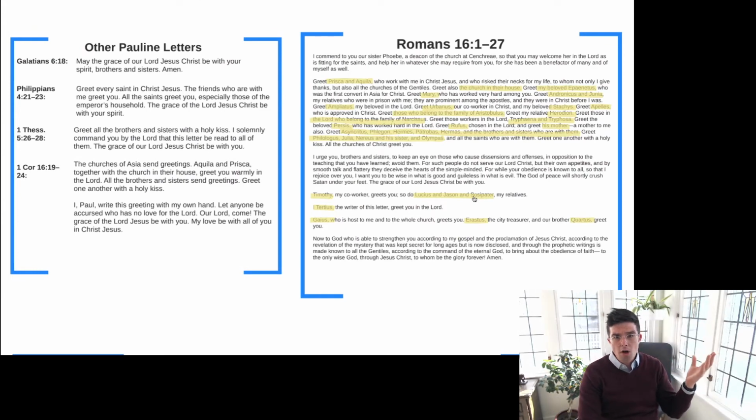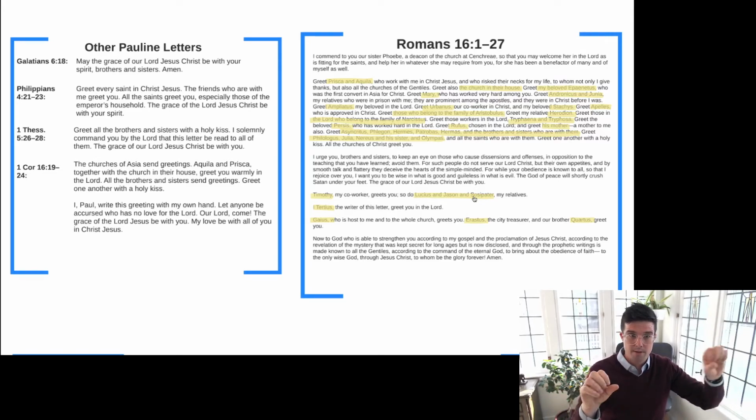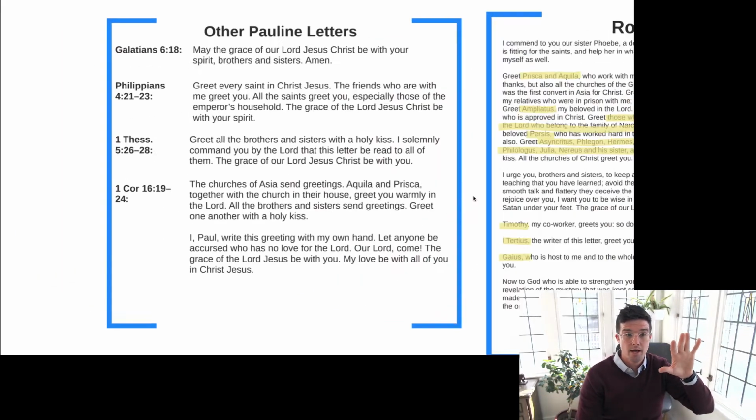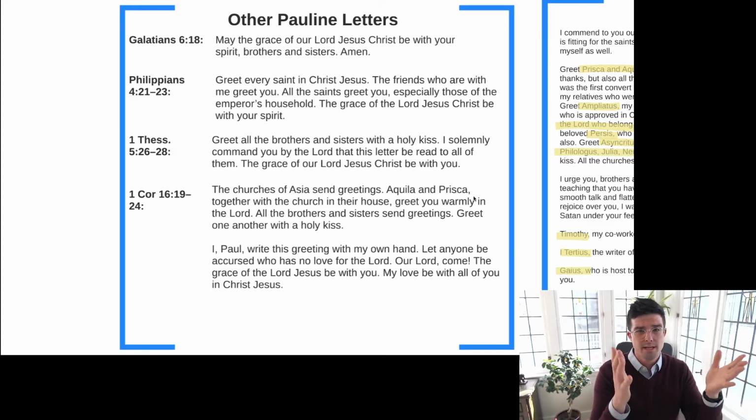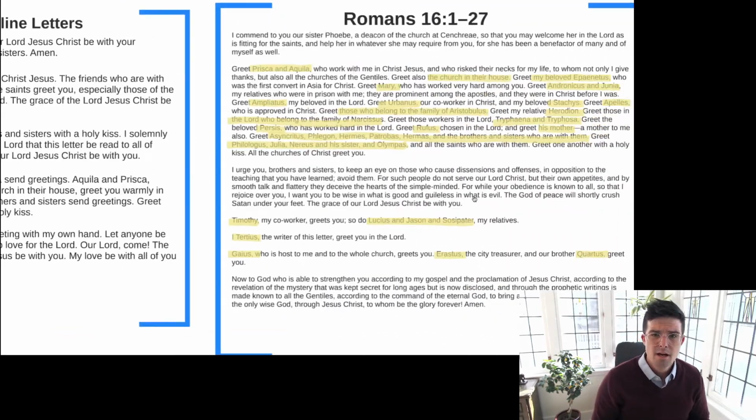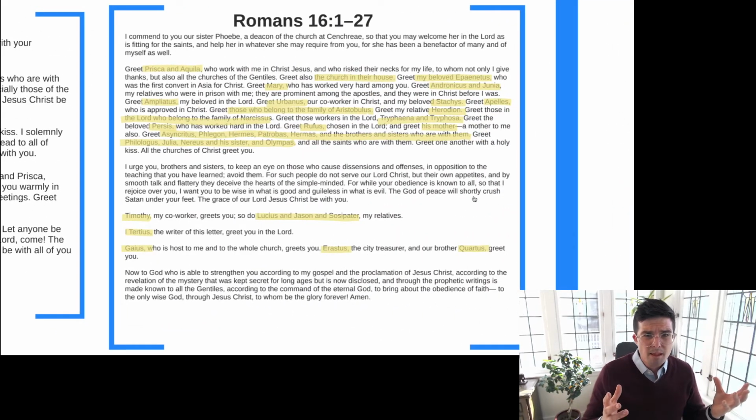When we look at Paul's conclusion in comparison to these other ancient letters, and then also in comparison with other Pauline letters, so comparing Romans 16 not only with other papyrus letters, but with things like Galatians 6, Philippians 4, 1 Thessalonians 5, and 1 Corinthians 16, we see that the conclusion to Romans is much different. It's much longer in particular than these ones here. Again, I'm not going to read these. I encourage you to pause the video and just very quickly read how Paul concludes these other letters. And notice how when we come to Romans, it's much longer.